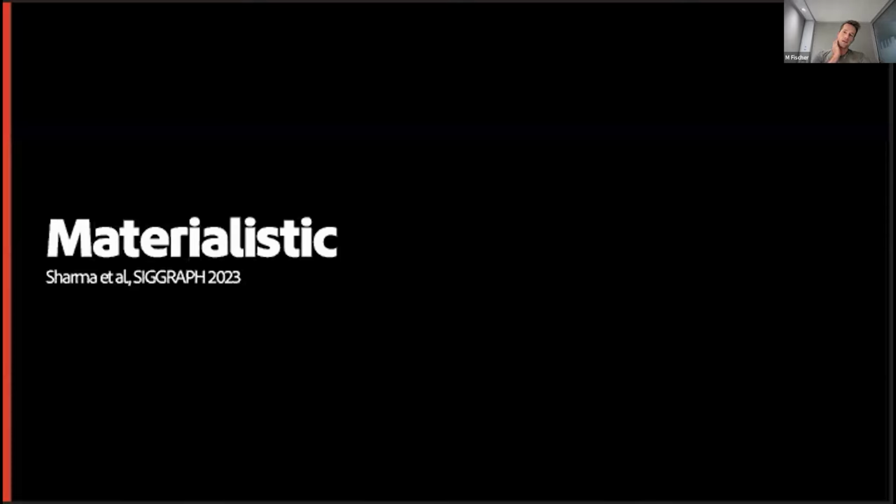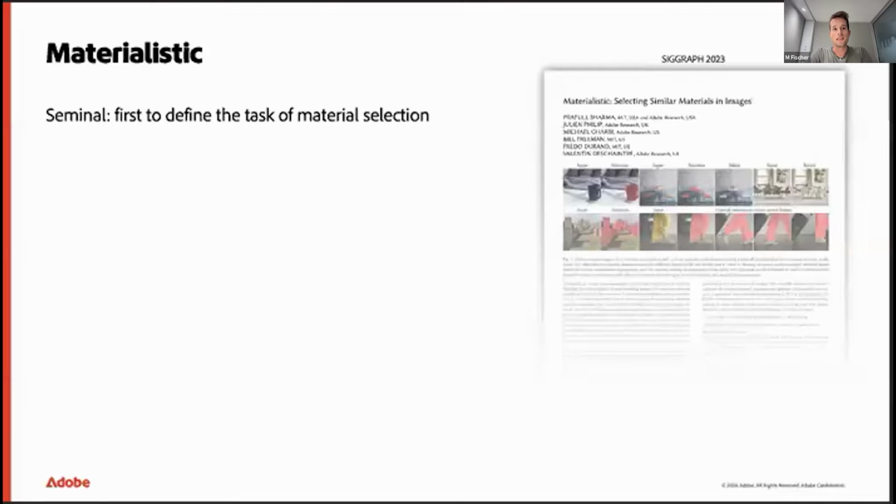Okay, so let's kick this off with the Materialistic paper. This was a paper in SIGGRAPH 2023 by Prafull Sharma and collaborators from Adobe as well. And this was really a seminal work in that space because they were the first to define this task of material selection in that way.